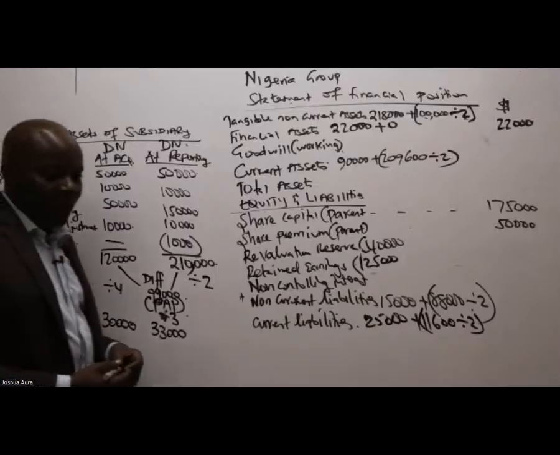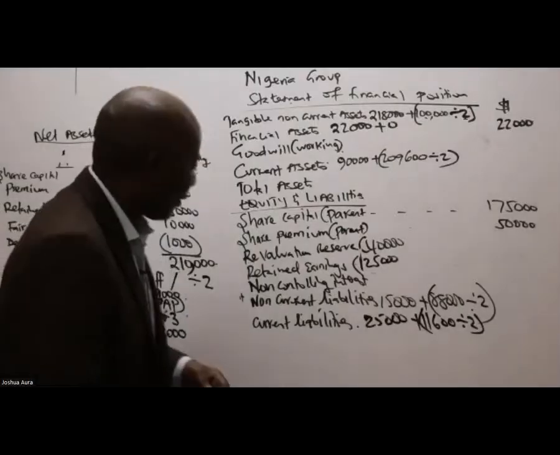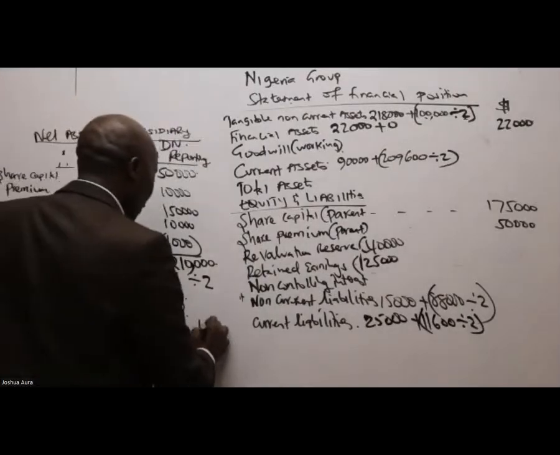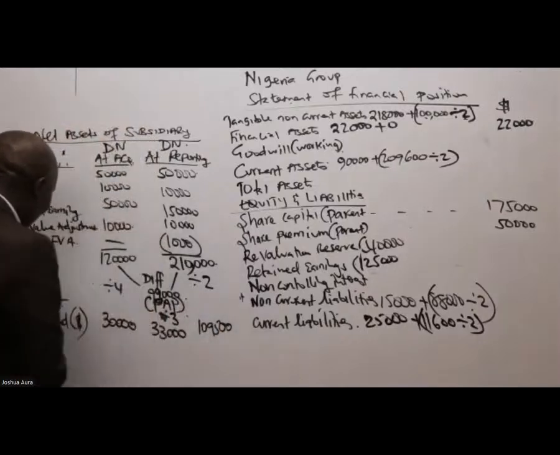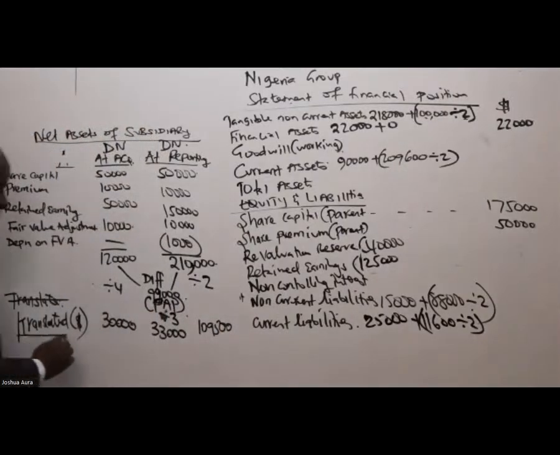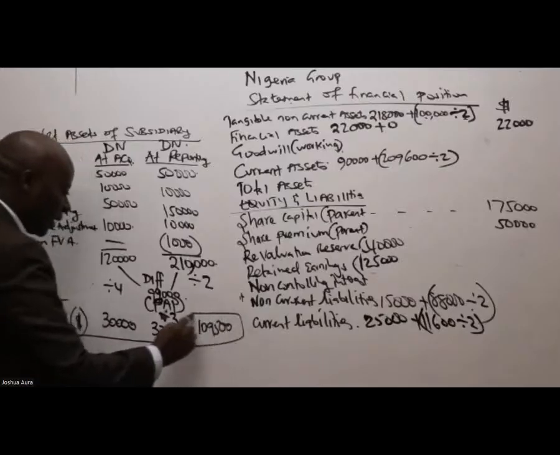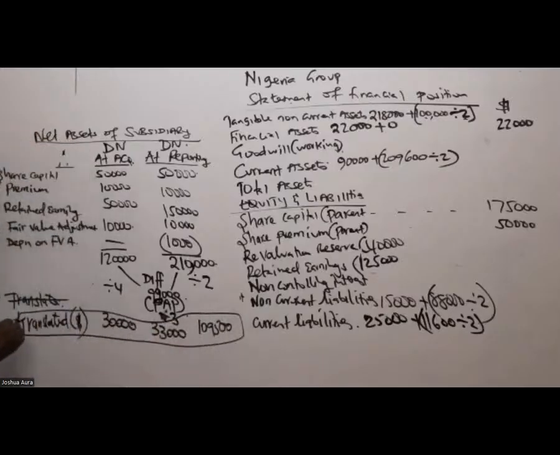109,500. So please take a yellow highlighter and highlight this entire thing. Just a yellow highlighter. And the moment you highlight, please let me know that you have been able to highlight.